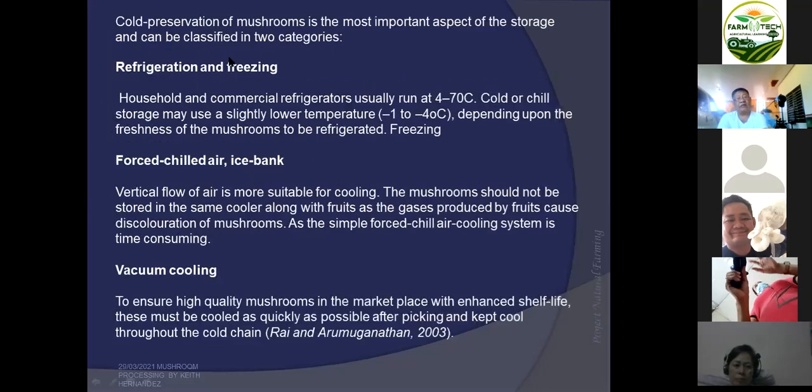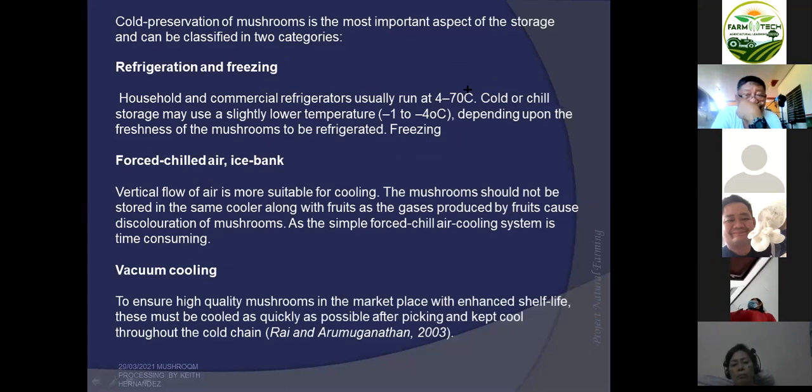Cold preservation of mushroom is the most important aspect of storage, sa refrigeration and freezing natin. Yung household and commercial refrigerator can be at 4 to 7 degrees Celsius. Sorry, hindi po yan 70 ha. That's supposed to be hyphenated. So please take note. Again, this is not 70. This is 7 degrees. Okay? Kaya dapat ganito siya, 4 to 7 degrees. May mga storage unit kasi that is -1 to -4.